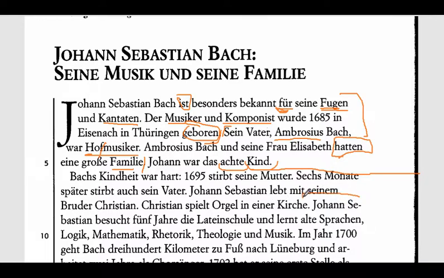And if you all get an education like this, you will be very fortunate. Let's just read the sentence starting with Johann Sebastian. Johann Sebastian besucht 5 Jahre die Lateinschule.